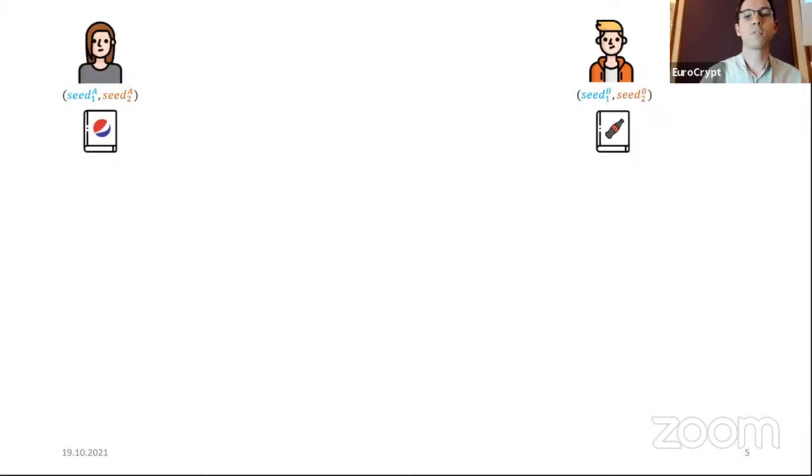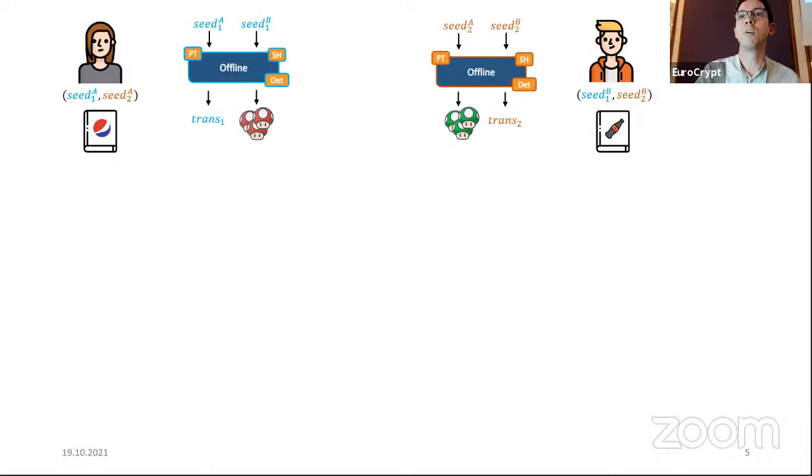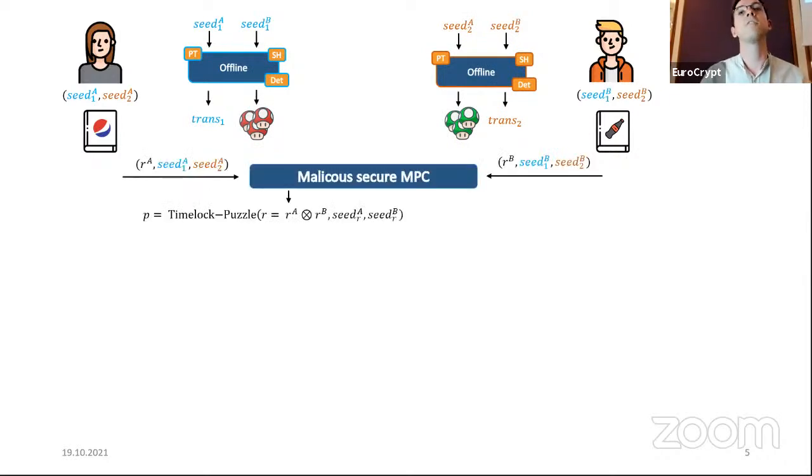So now we have two parties and both of them have some secret and some random seeds. Then they execute two instances of this semi-honest protocol in which they get out some transcripts together with some pre-computations. Next, these parties execute a malicious secure MPC protocol in which they insert a coin share together with their seeds. And this malicious secure MPC protocol then adds up these coin shares to a coin and puts the coin together with the corresponding seeds into a time lock puzzle, which is then given to the parties.